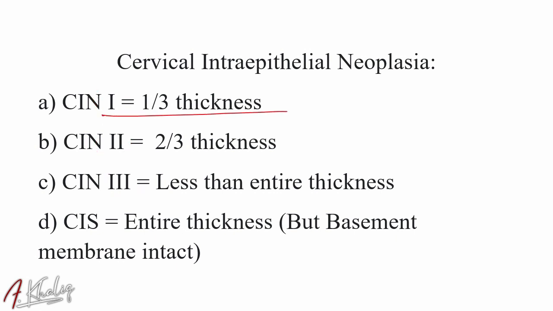In CIN 1, you get the 1/3 thickness involved. In CIN 2, you get the 2/3 thickness involved. In CIN 3, you get less than entire thickness involved. And in cervical carcinoma in situ, you get entire thickness involved, but the basement membrane stays intact.